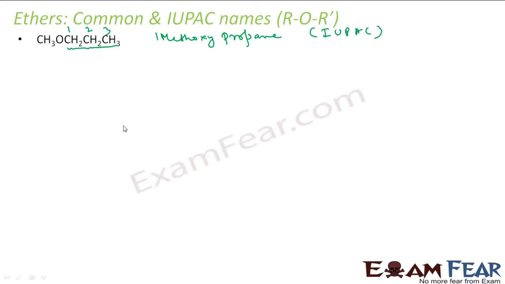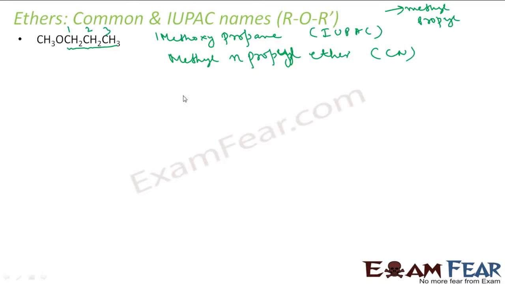Let's suppose I write the common name. So for common name, if you see, I have 2 things here. One is my methyl, and then I have propyl. So out of methyl and propyl, which one comes first? A, B, C, D, E, F, G, H, I, J, K, L, M. M comes first. So I'll write here methyl, and since it is a straight propyl, so methyl propyl ether. And this is the common name. This is done. Correct?